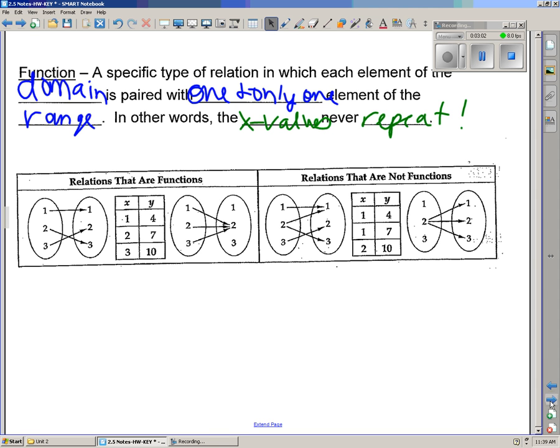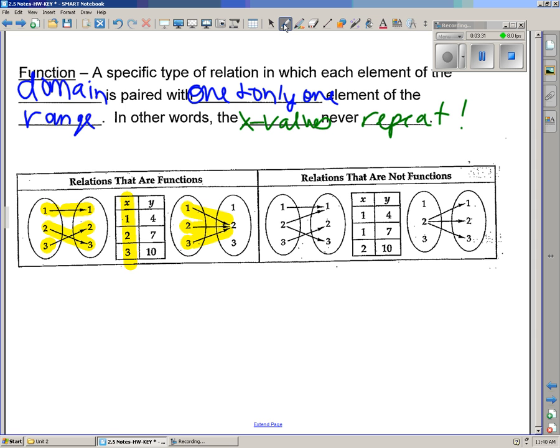So here are some examples of things that are functions. If you take a look at your arrow chart, I've got 1 pointing to just a 1, 2 pointing to just a 3, 3 pointing to just a 2, but the x values don't repeat. In the other arrow diagram, we've got different x values. They all go to the same y, but that doesn't matter. The x values didn't repeat. And then this one's very obvious. The x values don't repeat.